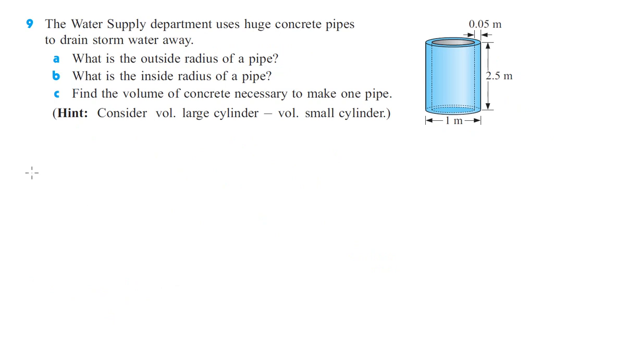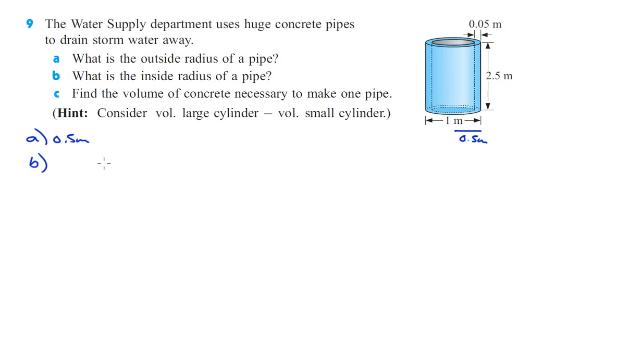Water supply department uses huge concrete pipes as such to drain stormwater away. What is the outside radius of the pipe? So let's see, if this whole thing is 1 meter here, and hopefully that would make sense that the radius is just going to be half of that, which would be 0.5 meters. So A is 0.5 meters.